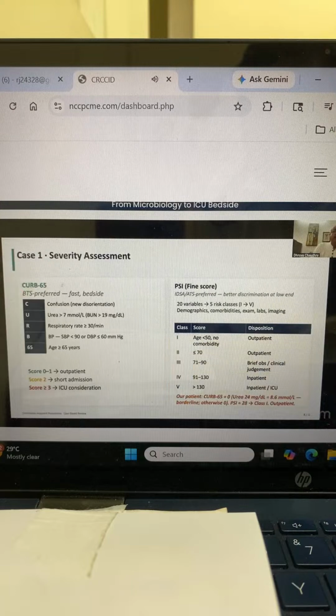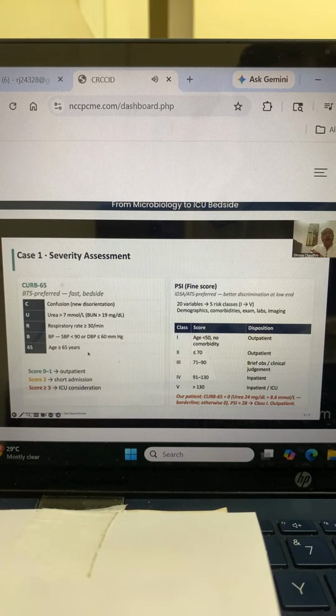Now, when you start looking at the severity assessment, there are multiple scores, but we commonly use the British Thoracic Society score, which is fast and a bedside tool. We see CURB-65, and the criteria look at whether there is confusion, whether the urea is elevated, whether the respiratory rate is very high, blood pressure systolic less than 90 or even diastolic less than 60, and age more than 65.